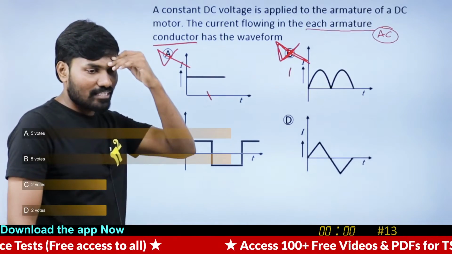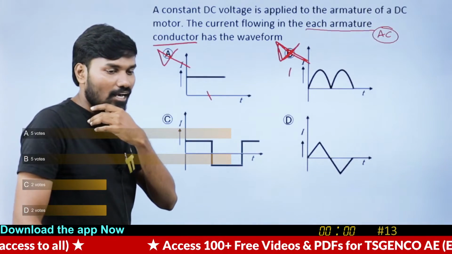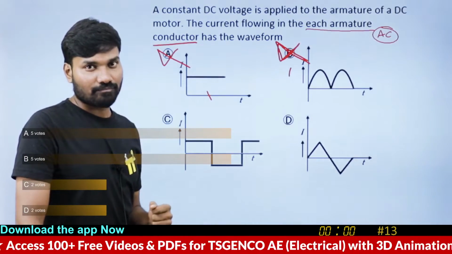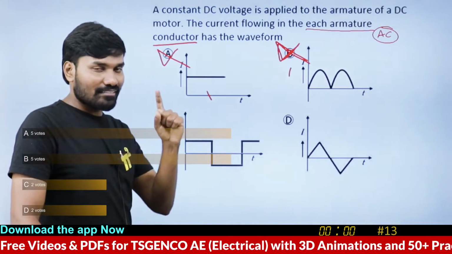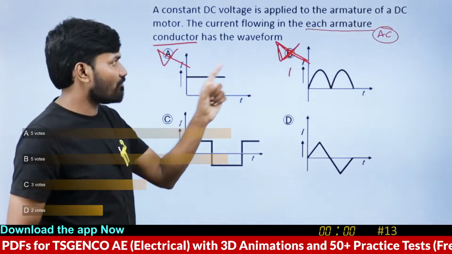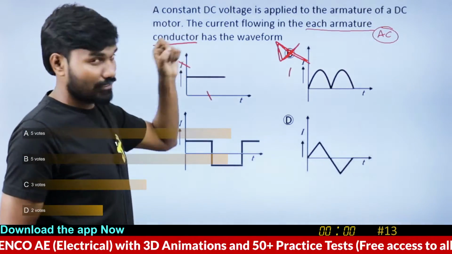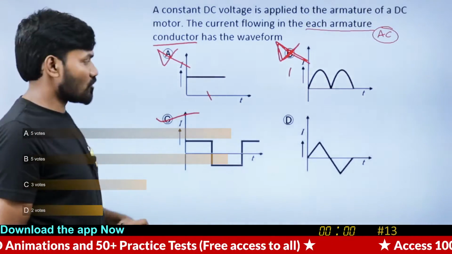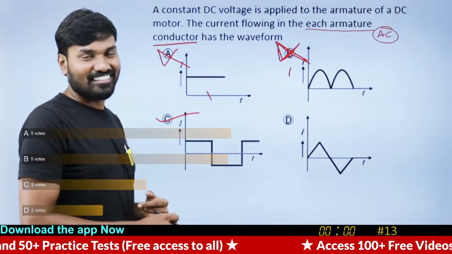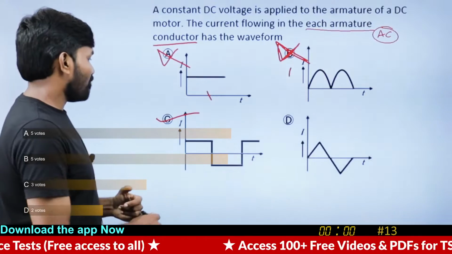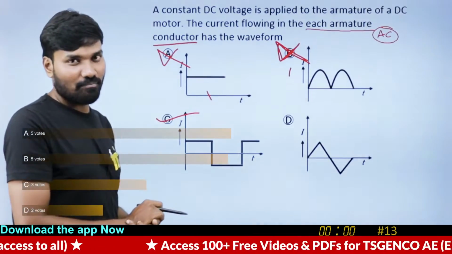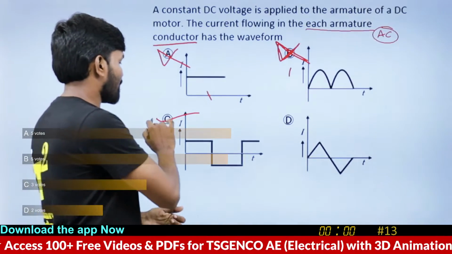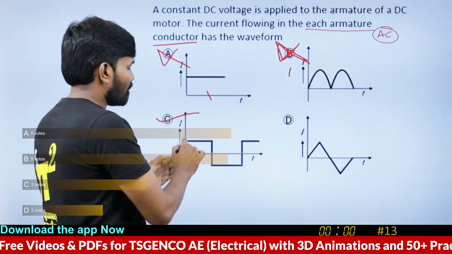Flat top. Somebody is saying flat top. Your answer may be right, but your thought process is wrong, dear. The flat top concept is for a different concept. It is for armature conductor current, each conductor current. Square wave. See, this is not a flat top wave, this is a square wave. Anyway, flat top is for flux. The main field flux shape is a flat top shape.